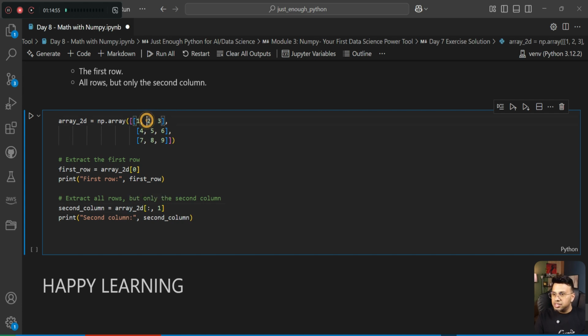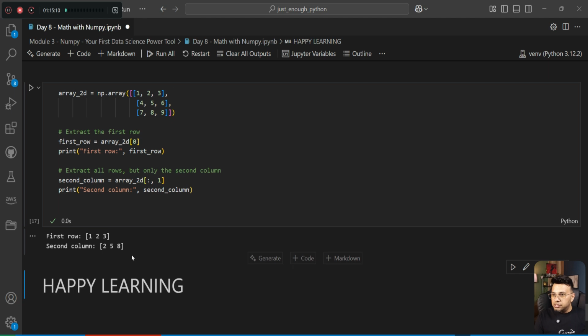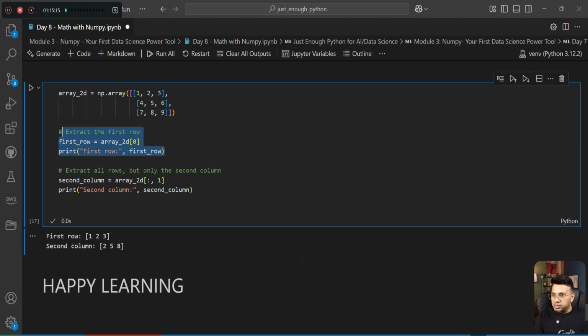So we will extract 2, 5, and 8. And this is what we are doing here. We are specifying this array. We are saying here all the rows and then column number 1, that is the second column. So we get the first row for this first part, that is 1, 2, and 3, and the second column for the second part, 2, 5, 8.